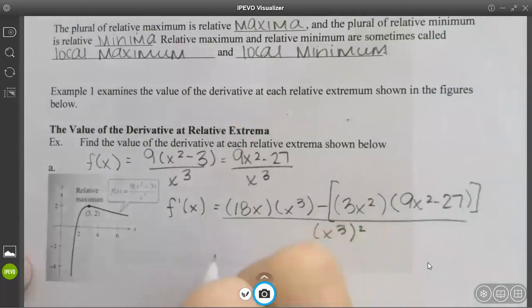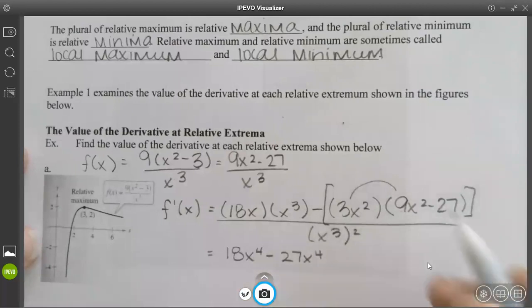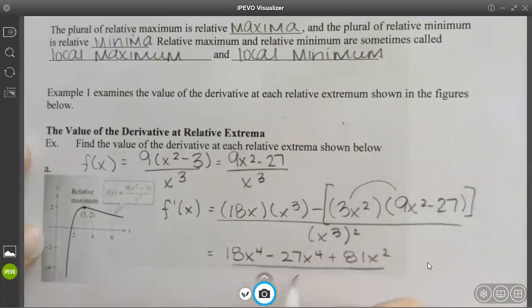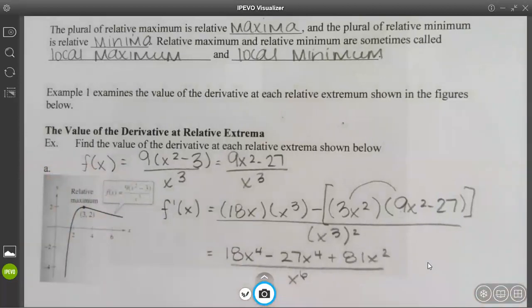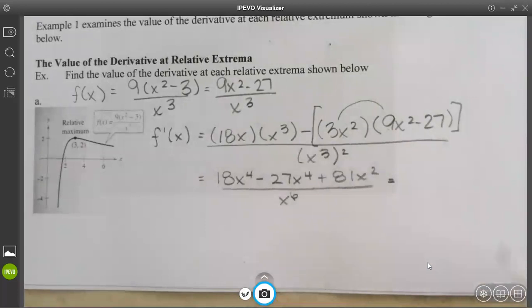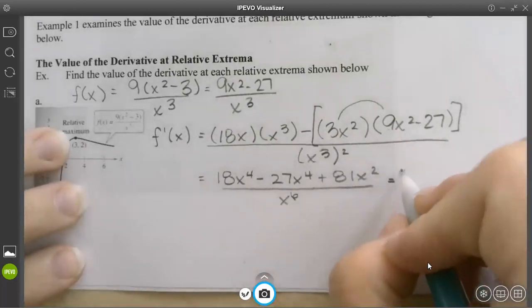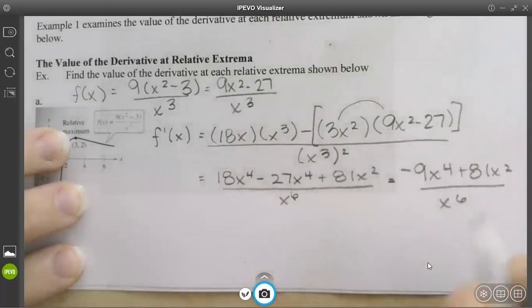Clean it up. We get 18x to the fourth. We're going to distribute. 9 times 3 is 27x to the fourth, and there's a minus. 3 times 27 is 81. X squared is already a minus, so we're going to change it to a plus. All over x to the sixth. Clean it up a little bit more. What's 18 minus 27? Negative 9. So negative 9x to the fourth plus 81x squared over x to the sixth.